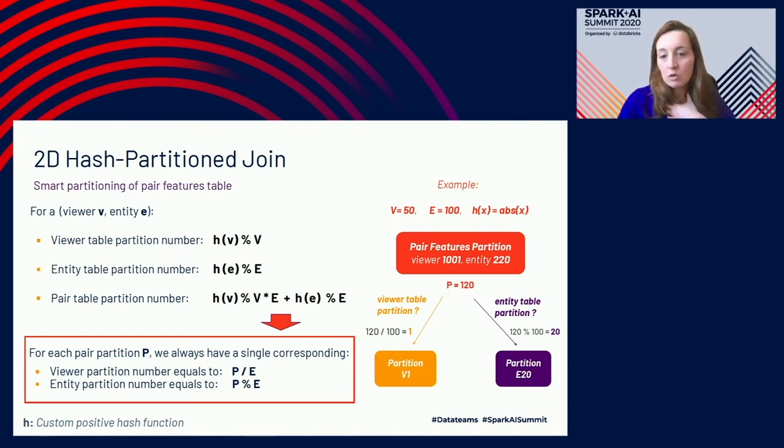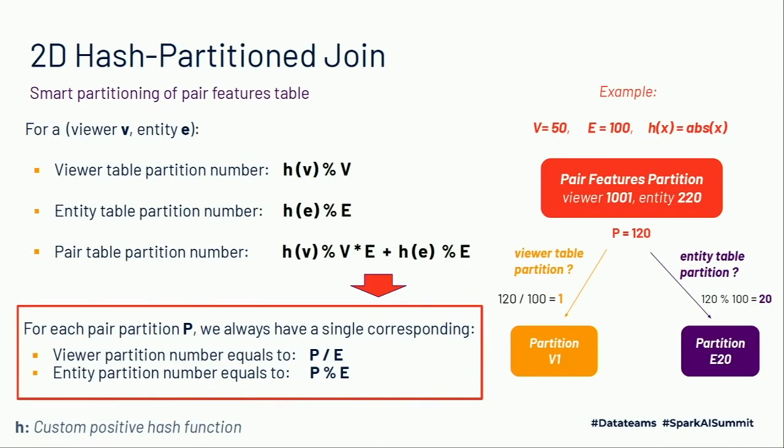So let's take a quick example. If you look at the right side of the slide, let's take partition P equals 120. I can find the corresponding viewer partition equal to V1, and the corresponding entity partition E20. And now that I know that, I can just load those partitions into memory in the single executor and perform the local join.